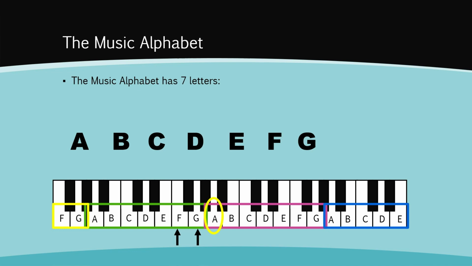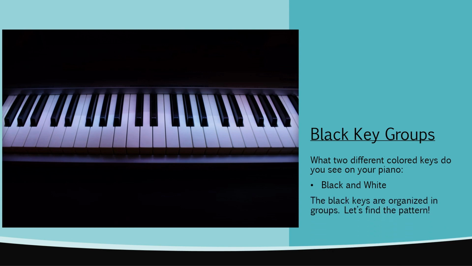Let's look at our first group. The first group of letter names that we are going to learn is C, D, and E. In order to do this, we need to take a look at a keyboard. So here's a picture of part of a real piano keyboard. What 2 different colored keys do you see on this piano? Yes, there are black keys and there are white keys. Let's take a closer look at the black keys. The black keys are all organized into groups. Let's work together and find the pattern.